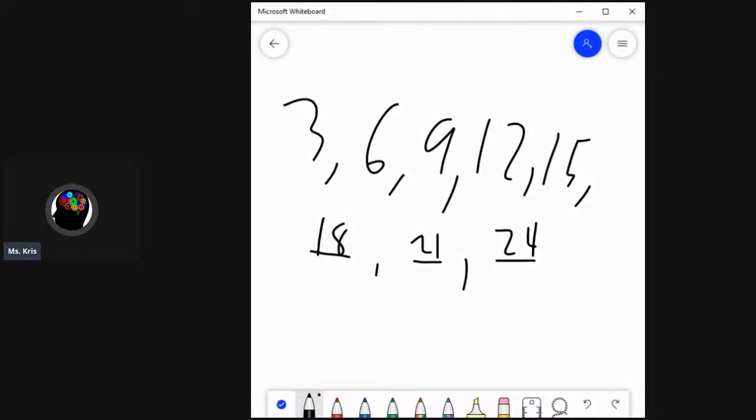Any questions on inductive reasoning? Because that's really all it is. You can use it to predict a number. You can use it to make a conjecture.